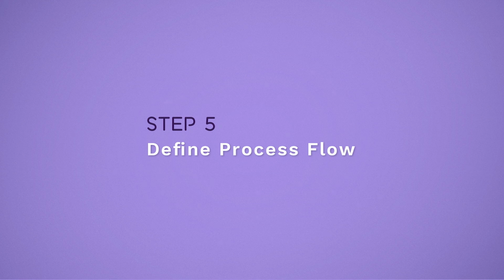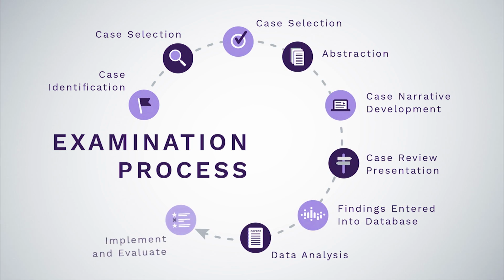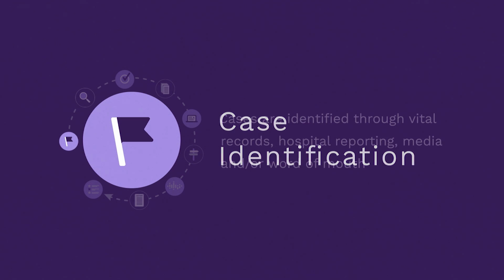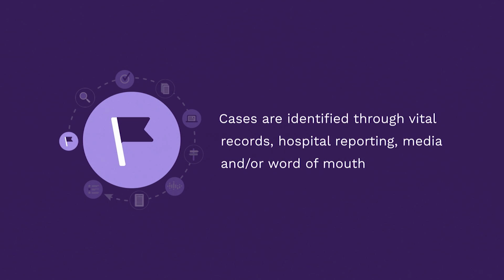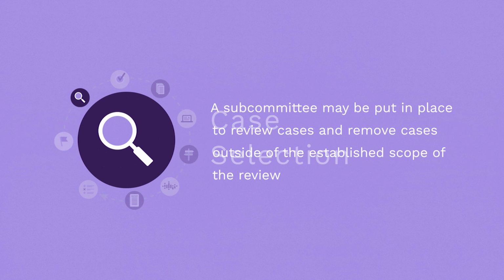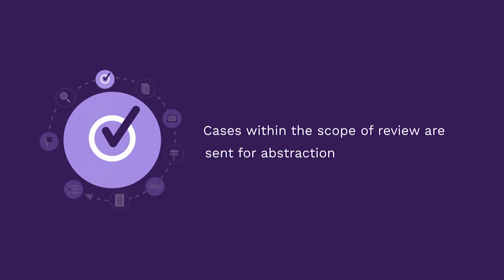Step 5. Define process flow. In order for review committees to examine maternal death cases effectively, processes should follow a defined flow. 1. Case identification. First, cases are identified through vital records, hospital reporting, media, and/or word of mouth. 2. Case selection. A subcommittee may be put in place to review cases and remove cases outside of the established scope of the review. 3. Case selection. Cases within the scope of review are sent for abstraction.